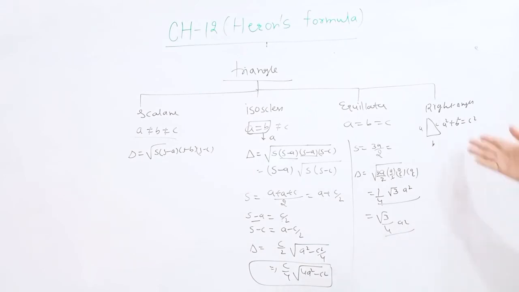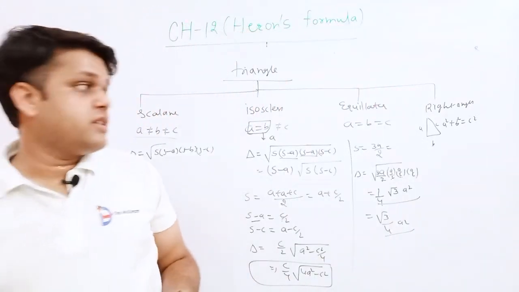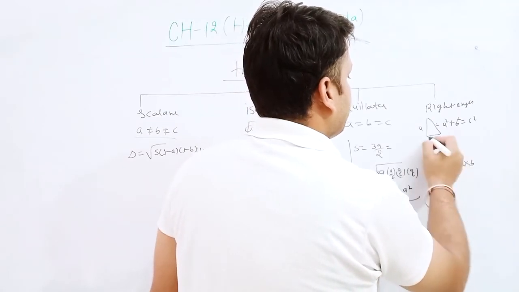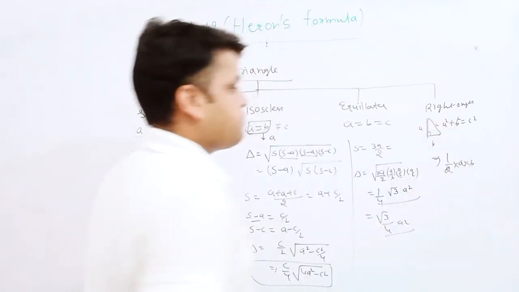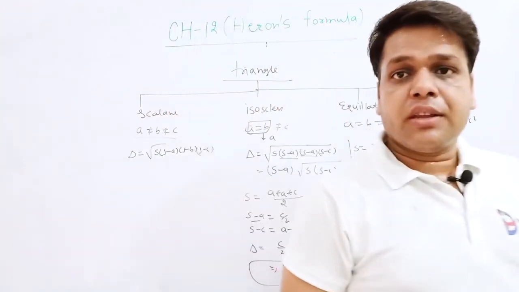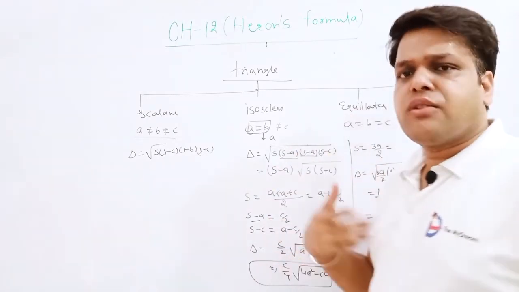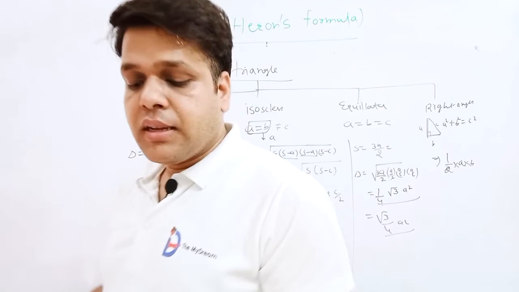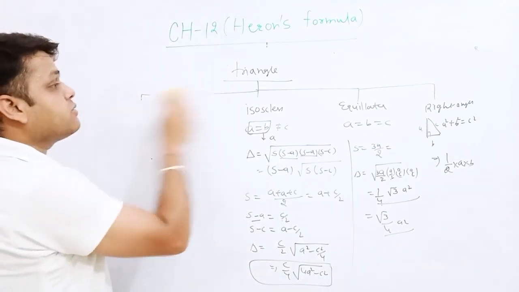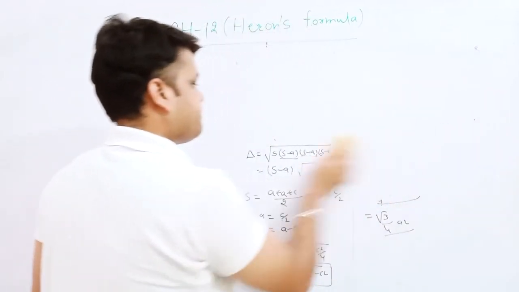And here you can use root under s into (s minus a) into (s minus b) into (s minus c), and you can directly use half into a into b, if b is the base, then a is its perpendicular. So these are the special cases where you can calculate areas using these formulas. But here we can also use the area of the triangle by Heron's formula. So now we are moving towards the next example.